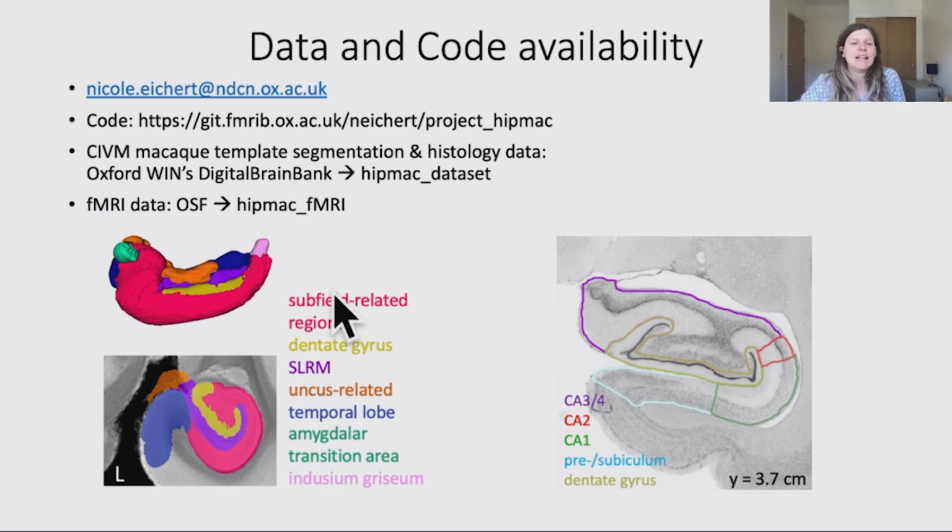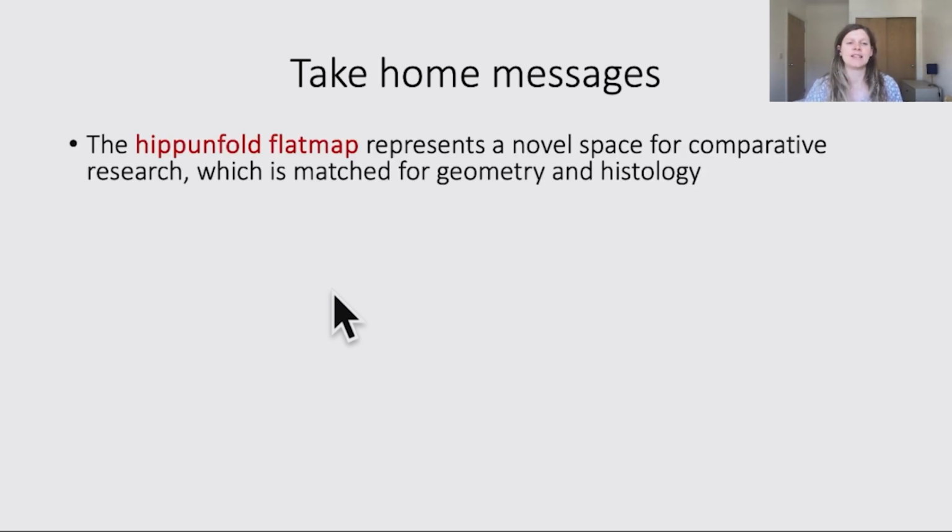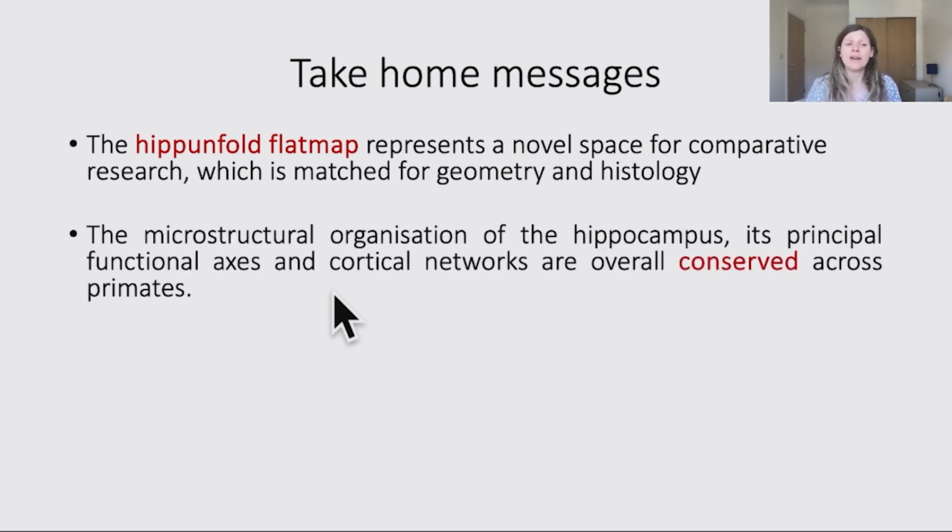And now I just want to finish up by showing you a couple of take-home messages that I would like you to remember. One is that the hip unfold flat map represents a novel space for comparative research, and it's matched for geometry and histology. We found that the macrostructural organization, the principal functional axis, and the cortical networks of the hippocampus are overall conserved across primates.